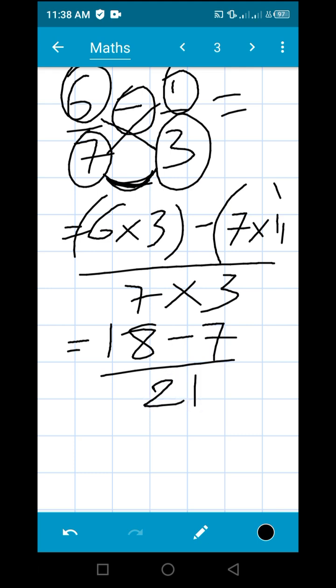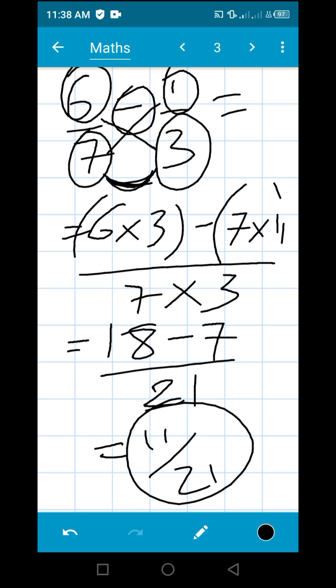So in this case, we are going to have this, as you can see here. So the fraction is going to be 18 minus 7, which is going to be 11. So it is 11 over 21. So this is the answer in this case. So this is the strategy when it comes to subtraction of fractions.